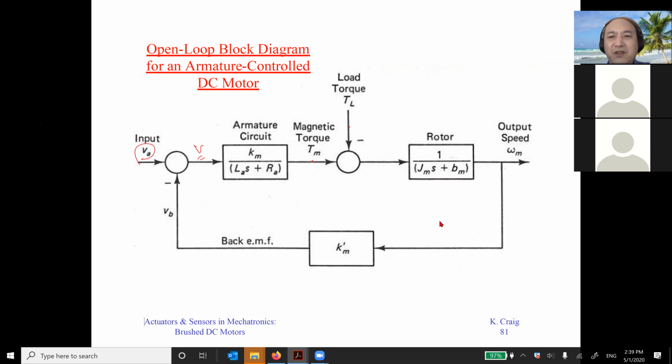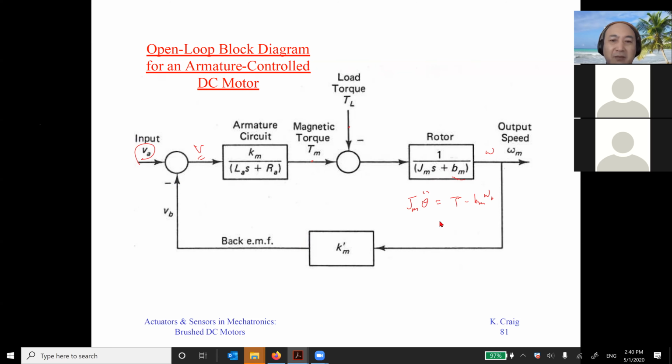This V will go to the armature circuit, and then you generate a magnetic torque, minus the torque from the load. Then you feed it, and this is Newton's second law, right? J_m theta double dot. This is omega, and omega dot is the total torque. Of course, you have a viscous friction term, proportional to omega, so you should minus B_m omega. So that's the armature control DC motor block diagram.